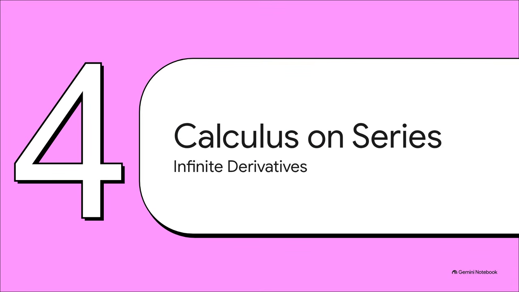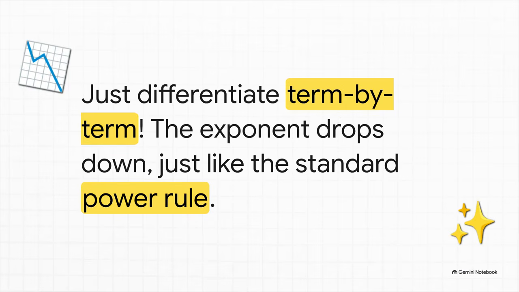Moving right along to Section 4, Calculus on Power Series. Now here is the real beauty of it all. To take the derivative of a power series, you literally just differentiate it term by term. The exponent n simply drops down to the front, and the new power becomes n minus 1. It is exactly the same standard power rule you learned for basic finite polynomials in early calculus. We're just applying it infinitely.